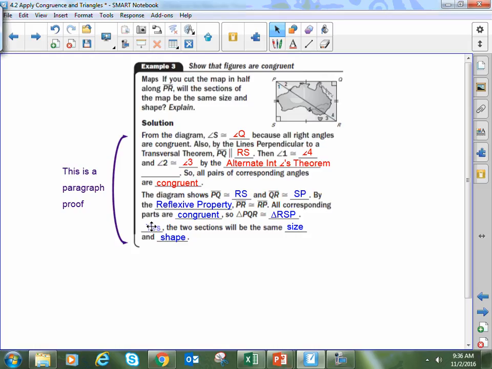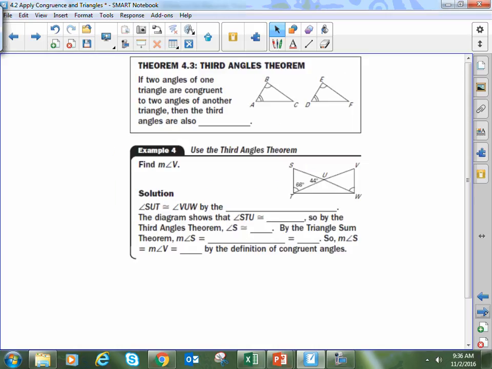So moving on, what we're going to be looking at is something known as the third angles theorem. Essentially what that's saying is that if you have two triangles where two of the angles of one triangle and the same two corresponding angles of the second triangle are congruent to each other, well, their third angles also have to be congruent to each other.